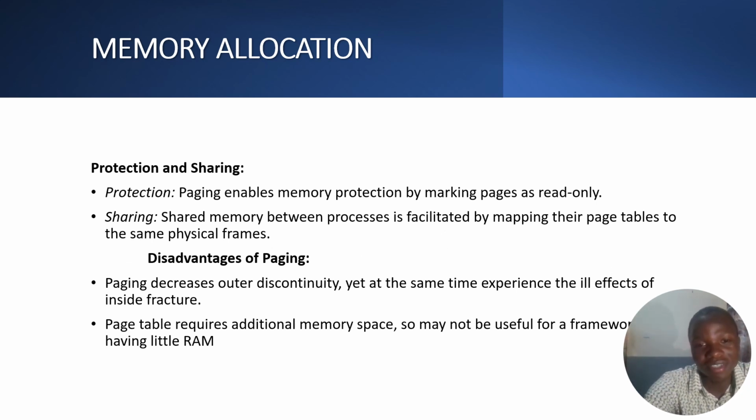Still on memory allocation, there should be protection, there should be sharing. Since this is dealing with processes and resources, there should be protection and sharing of the resources. So protection: paging enables memory protection by making pages read only, meaning they can't be edited. Then sharing: shared memory between processes is facilitated by mapping their page tables to the same physical frames.